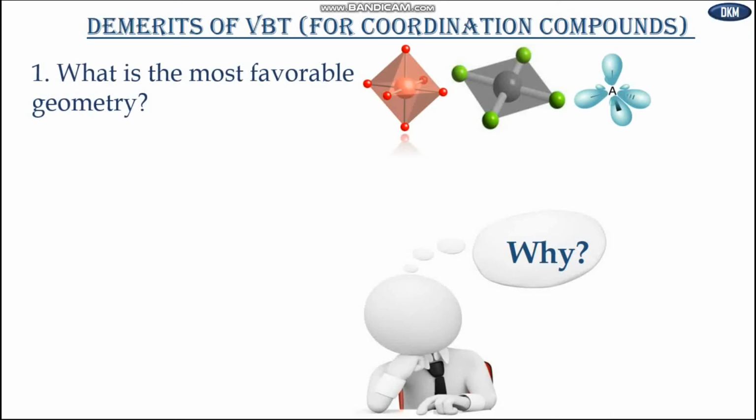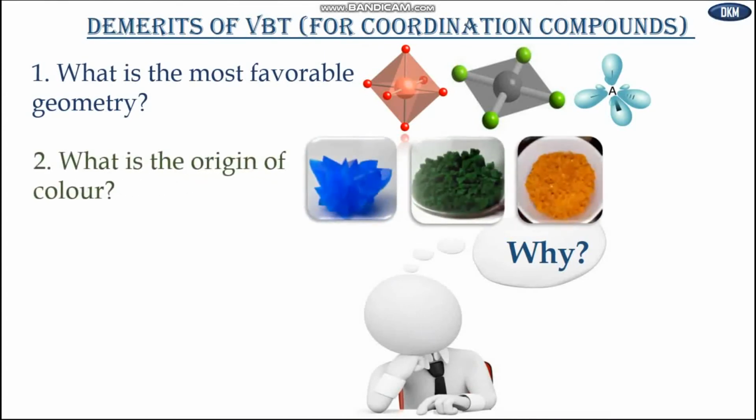So, this is a demerit of valency bond theory. Along with this, there are many more demerits. For example, it is not able to explain the color of coordination compounds. Why does a given metal ion form different colored complexes with different ligands? Valency bond theory has no answer to this question.